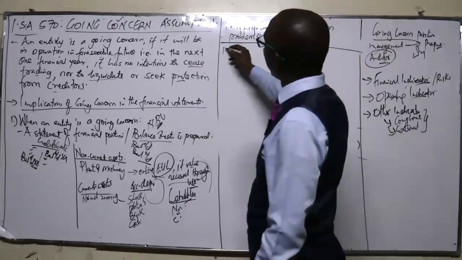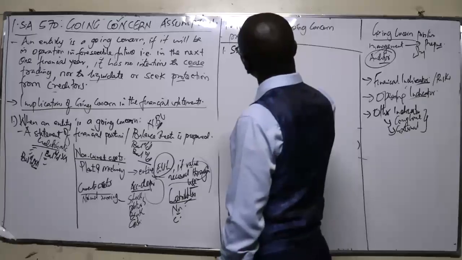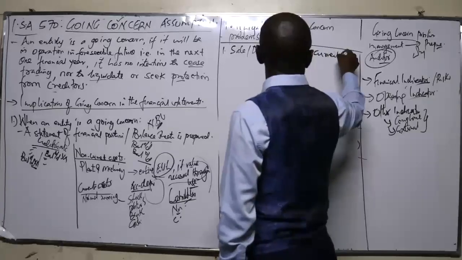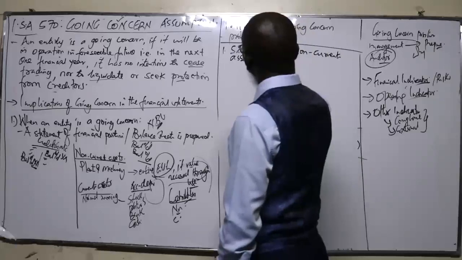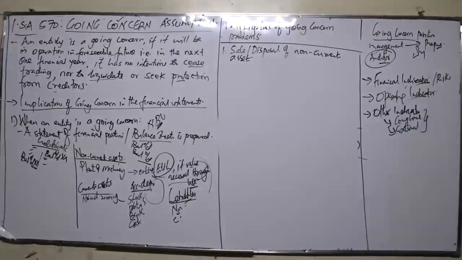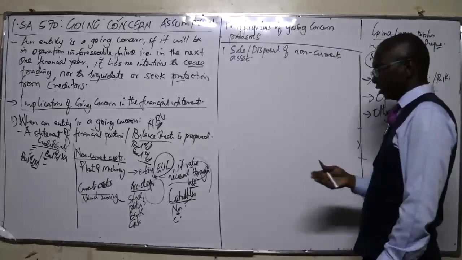Number one could be disposal or sale of non-current assets. Yeah, we see this even at personal level sometimes. As you face some cash problems, you have excess assets. You find yourself disposing of a piece of land, a car, a motorbike. Then you use that cash to bail you out of going concern complications.